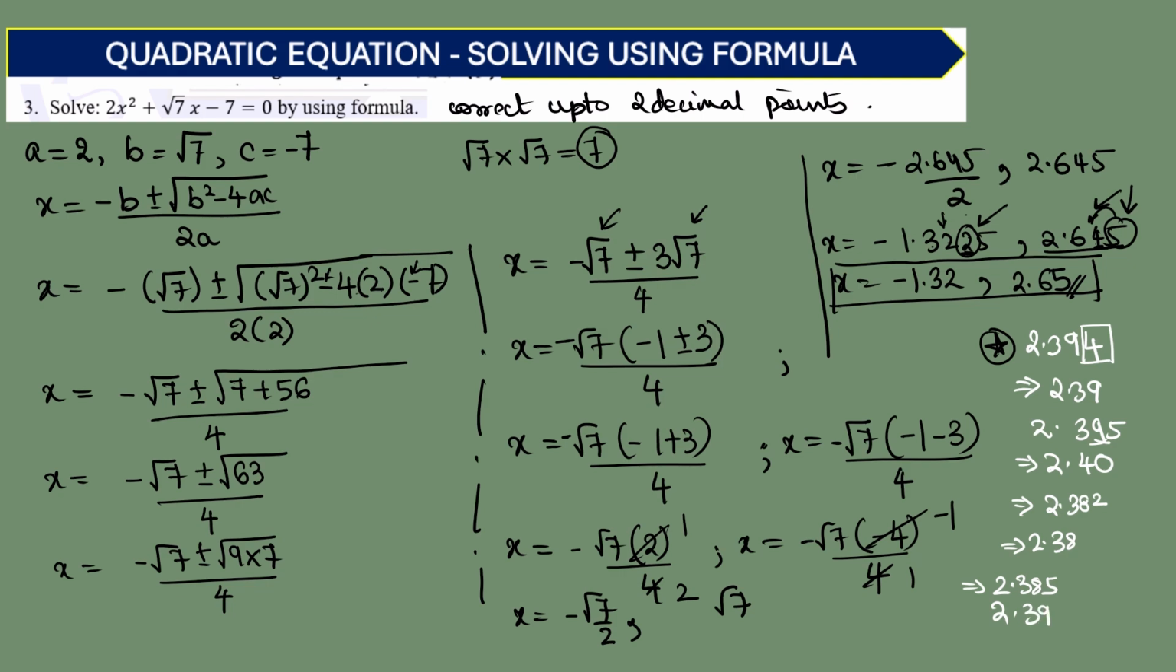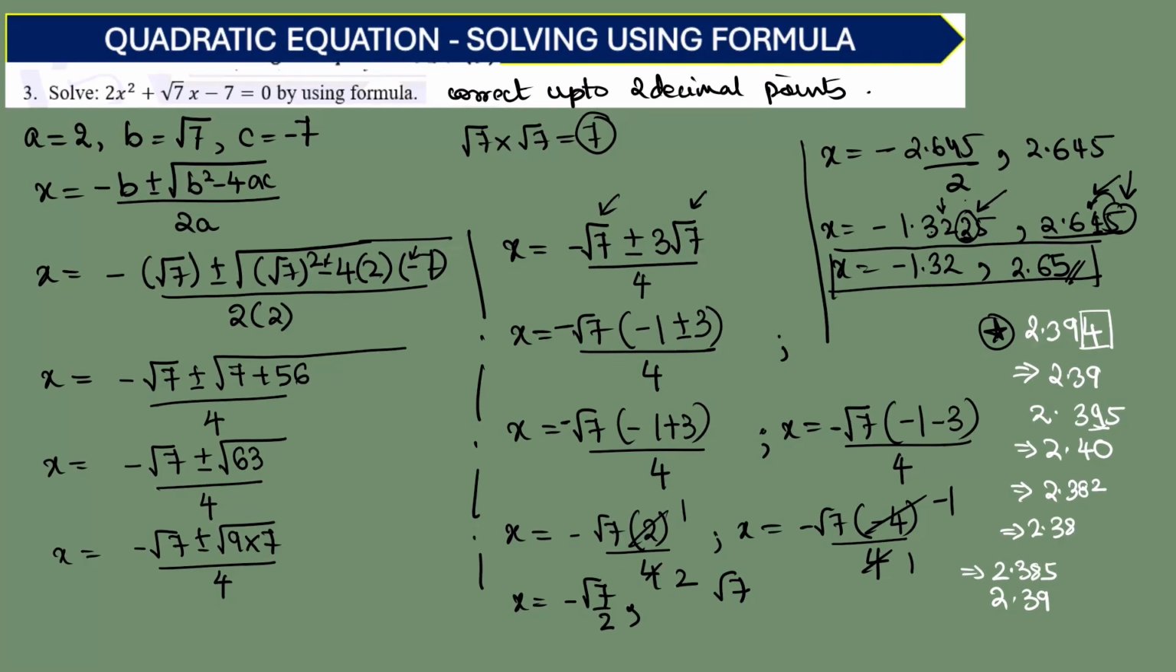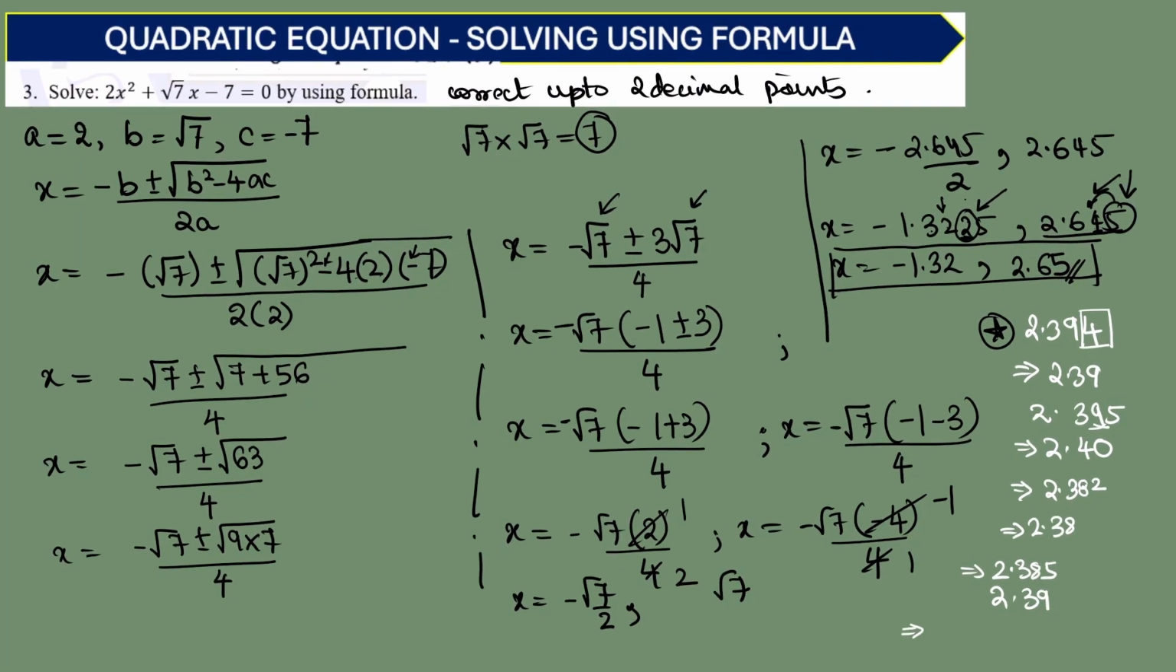And if you have another example, I'll give you. If you have a number which is 2.386, even then your final number, which is reduced form, or you can say it is rounded off, becomes 2.39. All right.